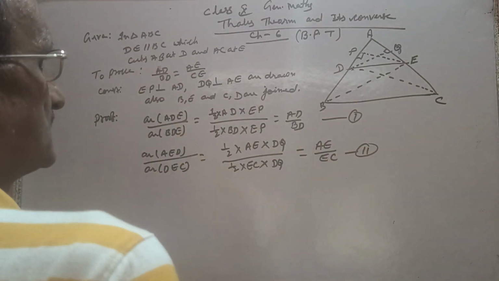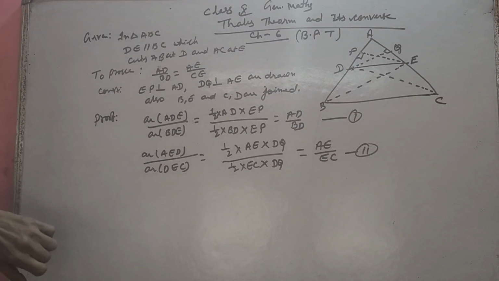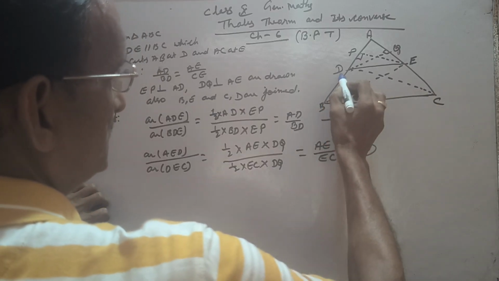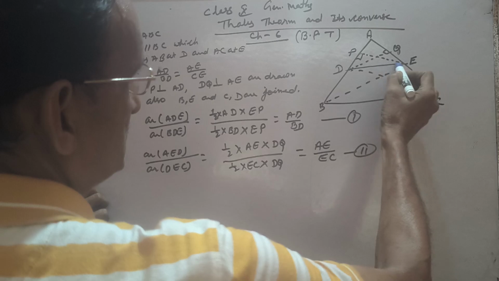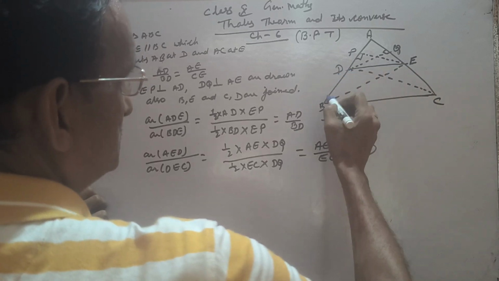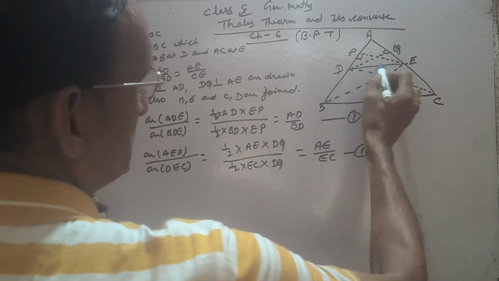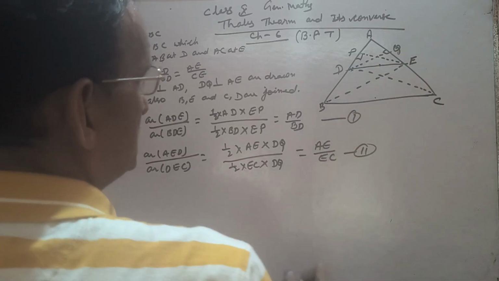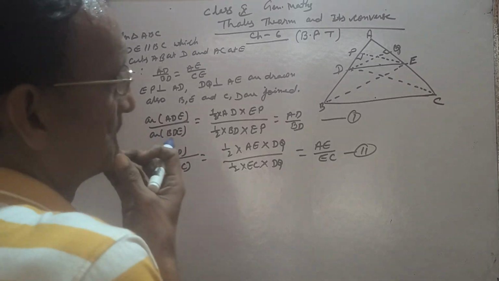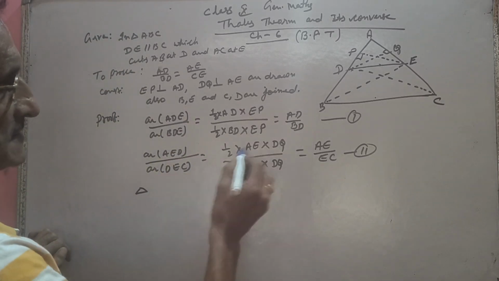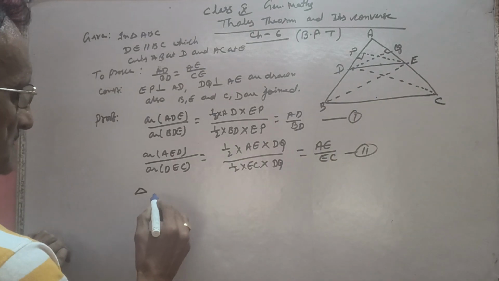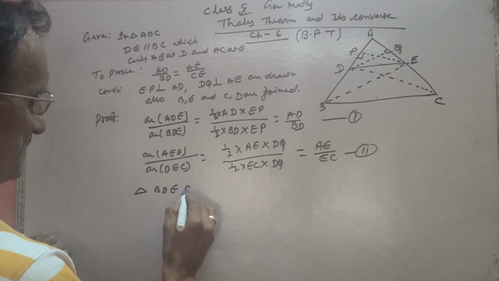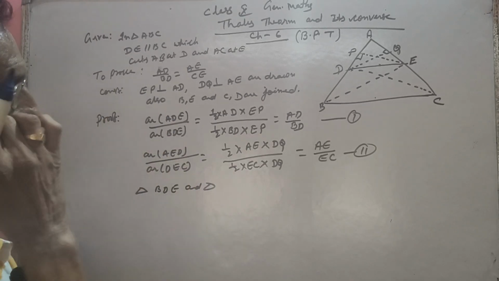Is it clear? Class 9 concept. See, this line DE is parallel to BC, and there are triangle DBC and triangle DEC. Triangle BDE and triangle CDE are on the same base DE and between the same parallels DE and BC. So triangle, what is the name? BDE, triangle BDE and triangle, what is the name of this triangle?